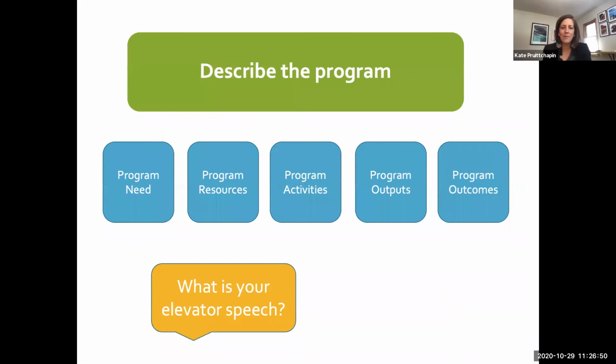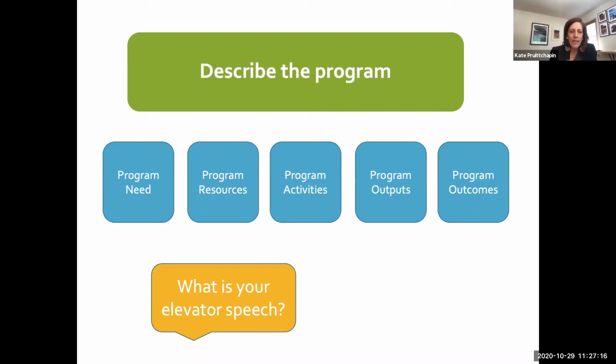All right. So the next part in that CDC framework for evaluation is describing your program. When we think about describing our program, imagine we're in an elevator with the funder and we've got to go 6 floors up, right? What is it that we want to say that's going to accurately describe the program so that we can get funding?